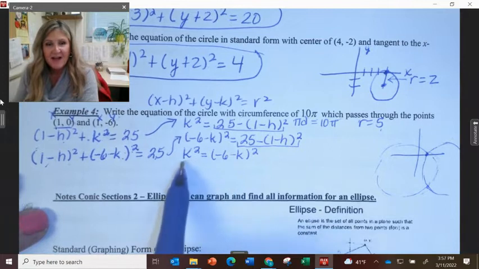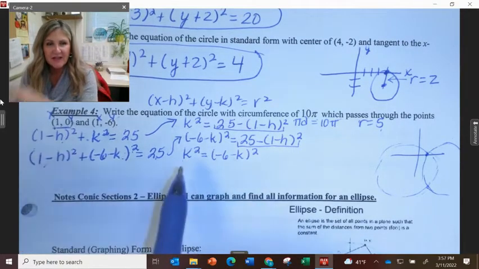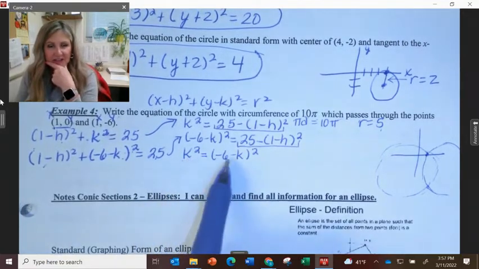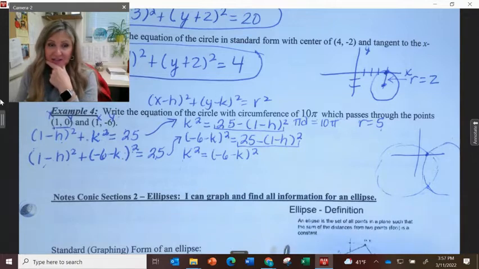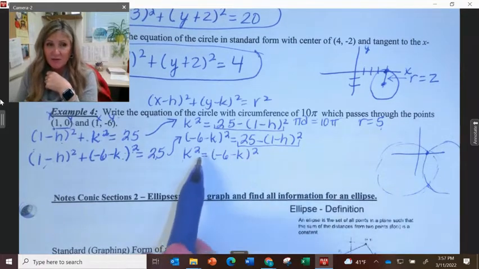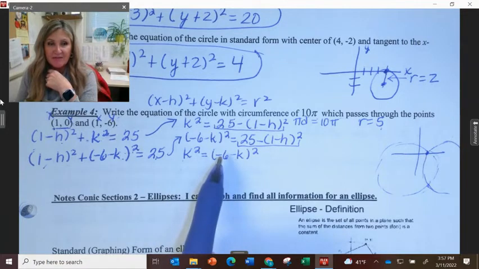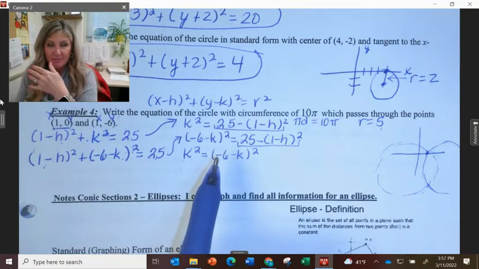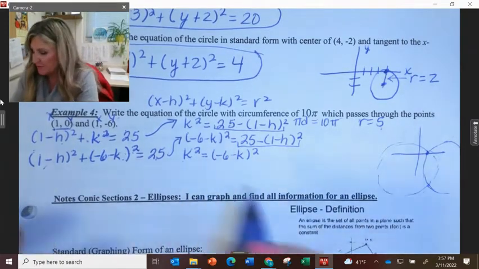Now, I could just take the square root of both sides. Let me think ahead. Is that going to work? I'm going to get a k there, negative 6 minus k. Actually, I might be able to solve that. But sometimes that's not going to work. Sometimes when you take the square root of both sides, you just get something that you can't solve anyway. On this one, you actually could take the square root of both sides.